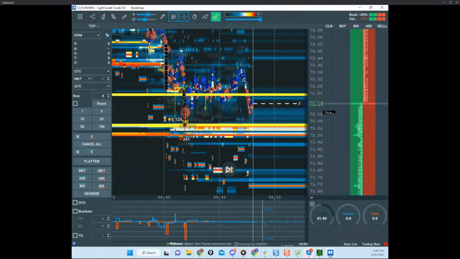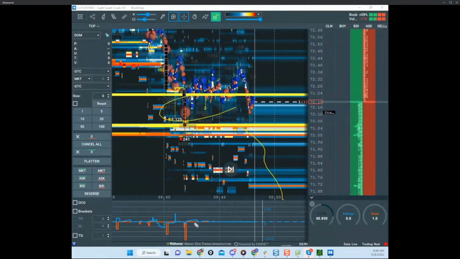So this setup right here, if this continues lower, I'm going to go short it, even though it's gone "too far" (I'm doing air quotes again). The current volume is telling me that this is going to head lower.